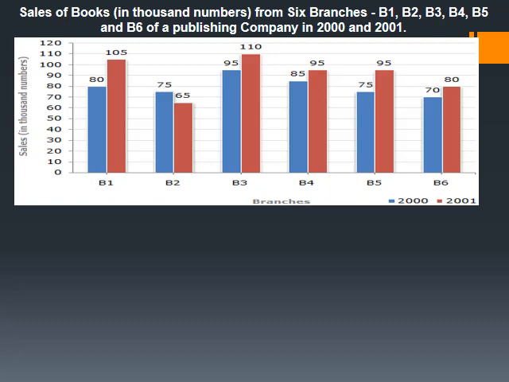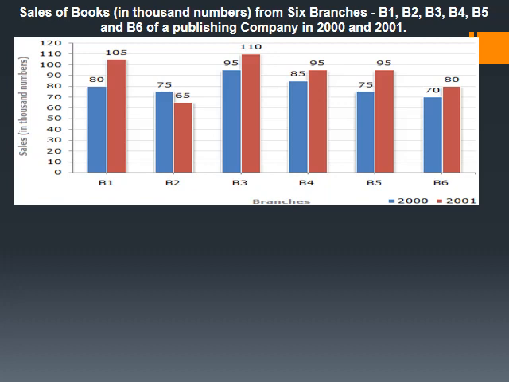So what does this bar chart give? It represents sales of books in thousands. That means when we have 105, then 105,000 books are sold, from 6 branches of a publishing company. Which are the 6 branches? They are labeled as B1, B2, B3, B4, B5 and B6, and 2 years, 2000 and 2001. Numbers for 2000 are given in blue and for 2001 in red, because the legend shows at the bottom: red is 2001 and blue is 2000.